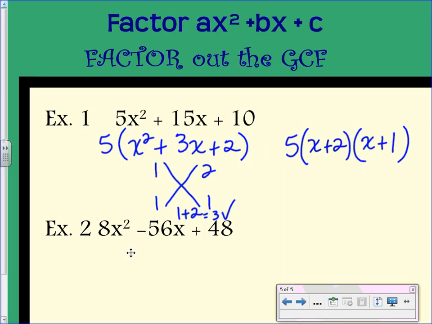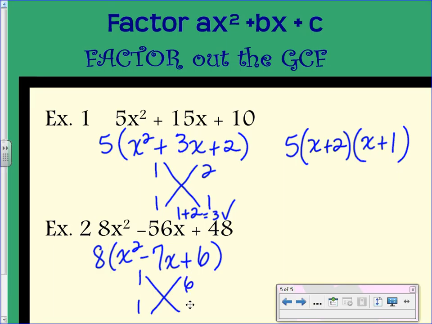If we look at number 2, we take out the 8. So we take out 8, we're left with x squared minus 7x plus 6. And then, of course, draw our x, and our a value is 1. So a 1 and a 1, and a 6 and a 1. And again, they have to multiply together to get a positive 6, but add together to get that negative 7.